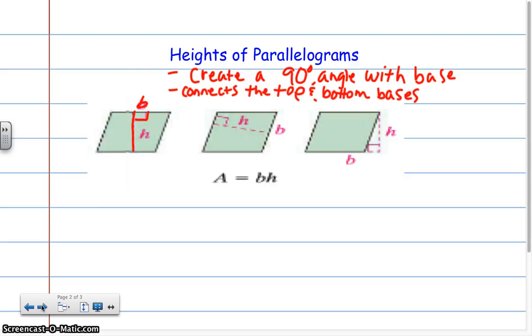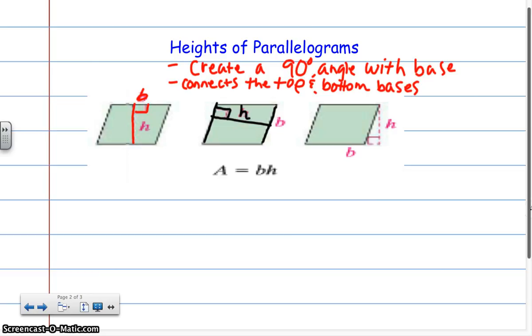Looking at this example here, now keep in mind that any side here on this parallelogram could be considered the base. And when I connect my opposite sides, I created this perpendicular angle, 90-degree angle, and so that distance represents my height.